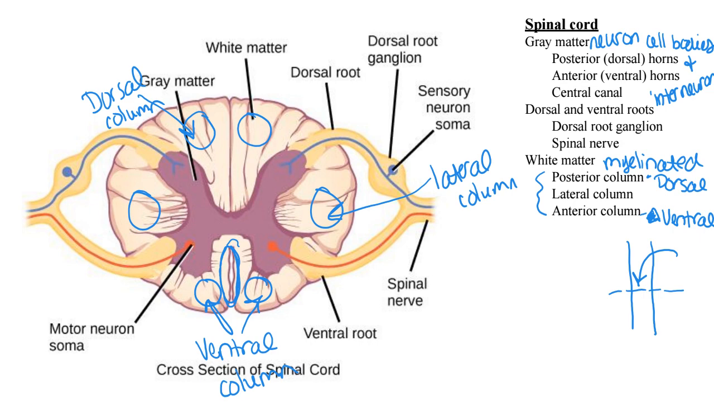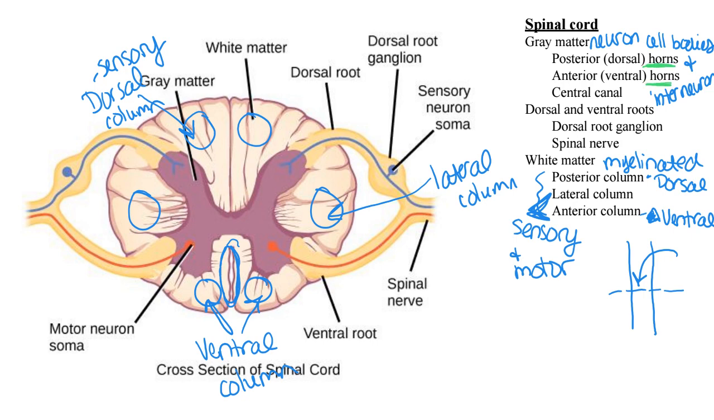Okay, the dorsal column is going to be taking sensory information up to the brain, whereas the lateral and the ventral columns are going to take both sensory and motor information. So they're going to take sensory information up to the brain and they'll be bringing motor information down from the brain. The interior butterfly part there, that gray matter, is broken into horns instead of columns.